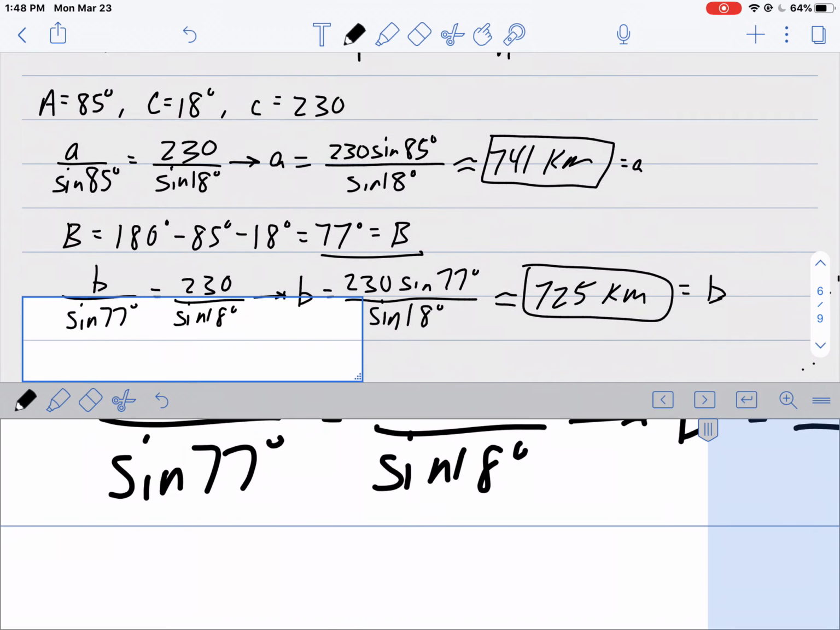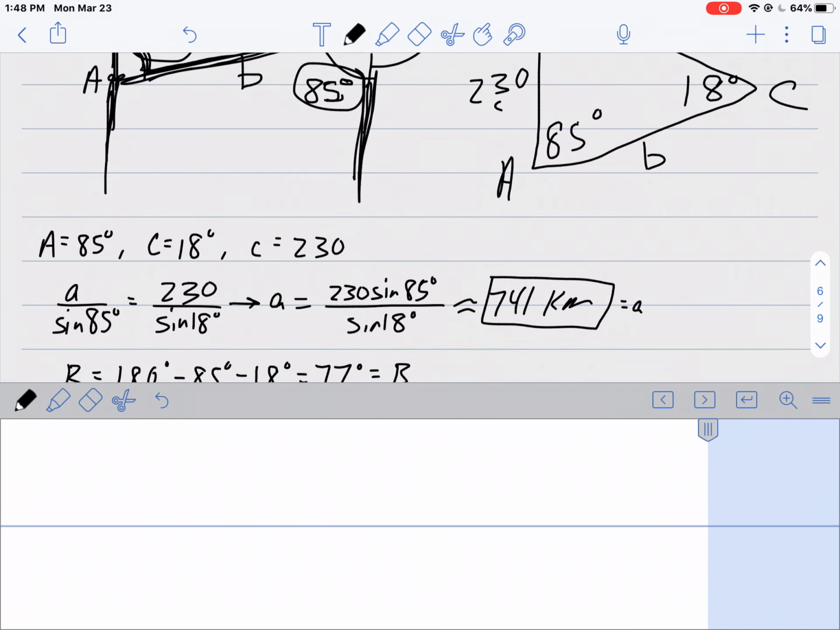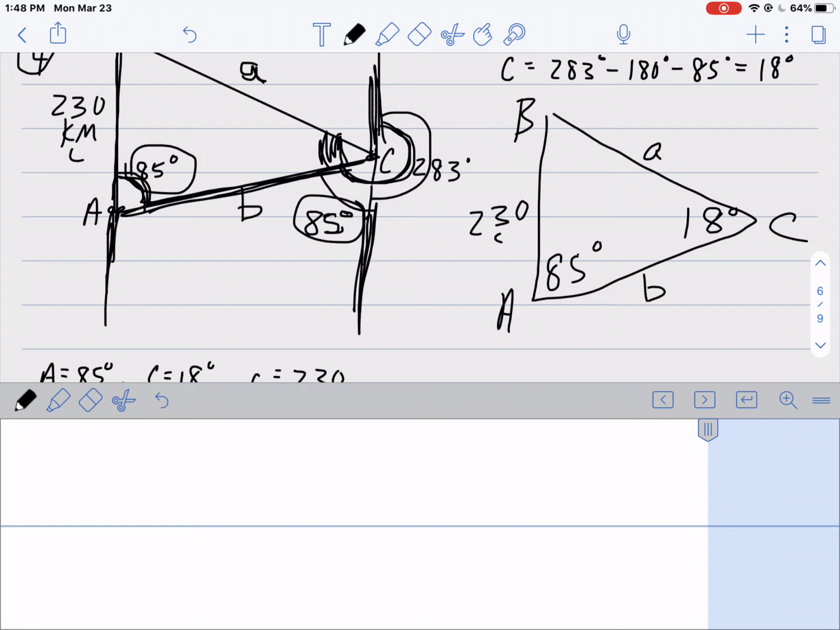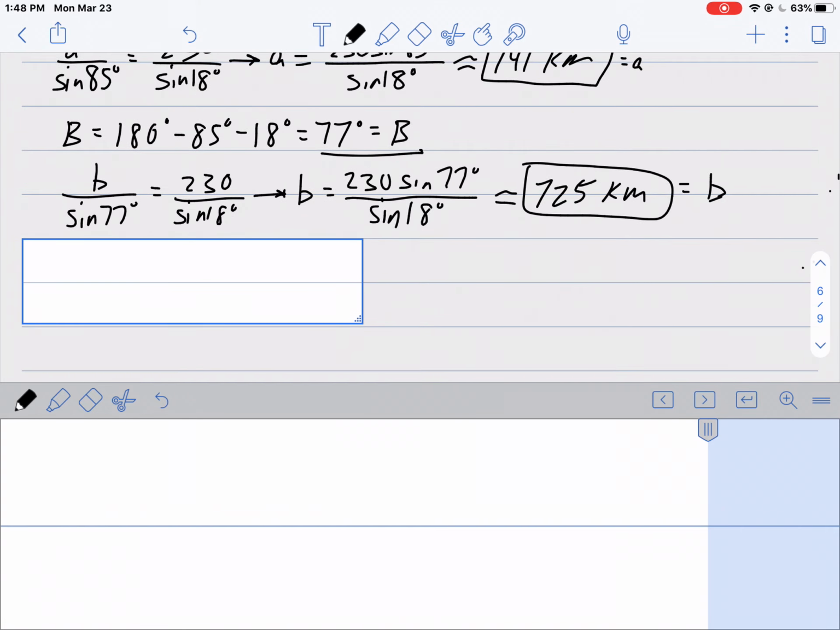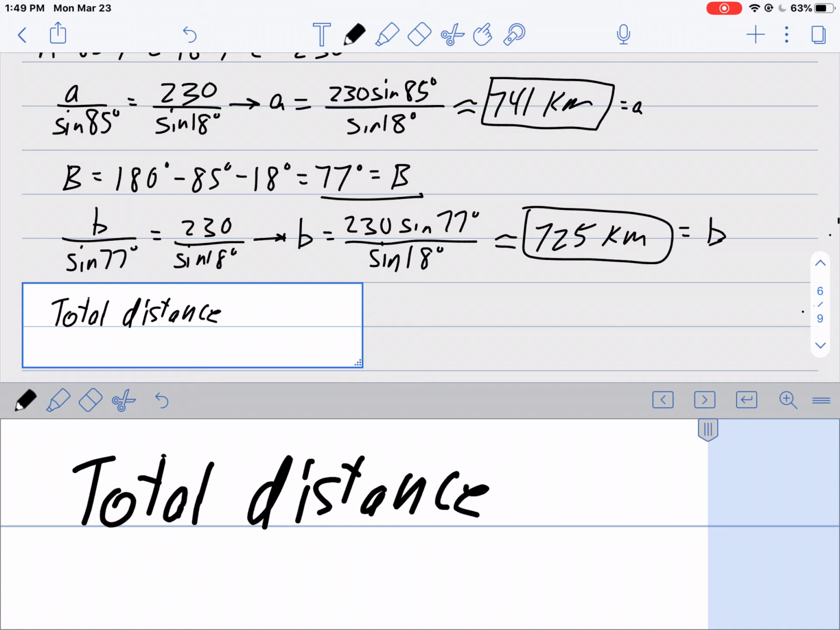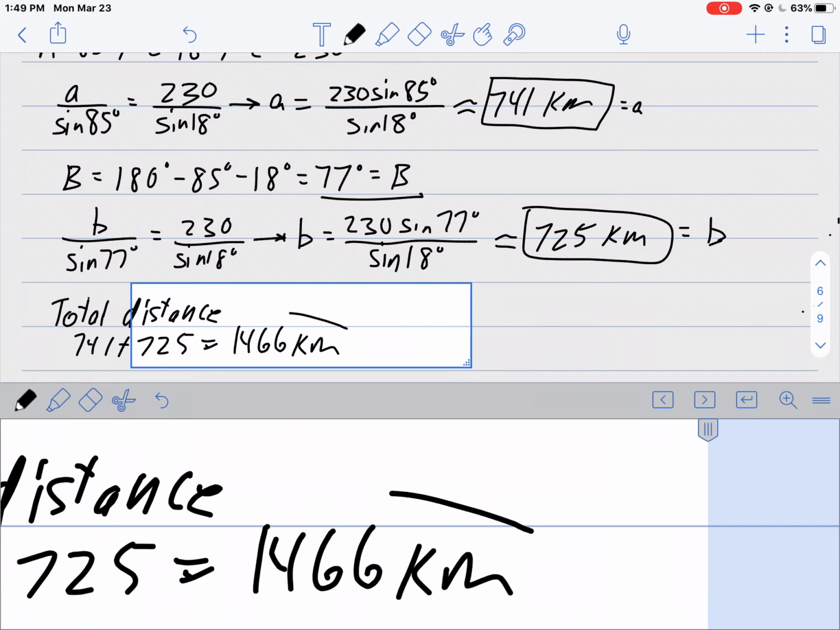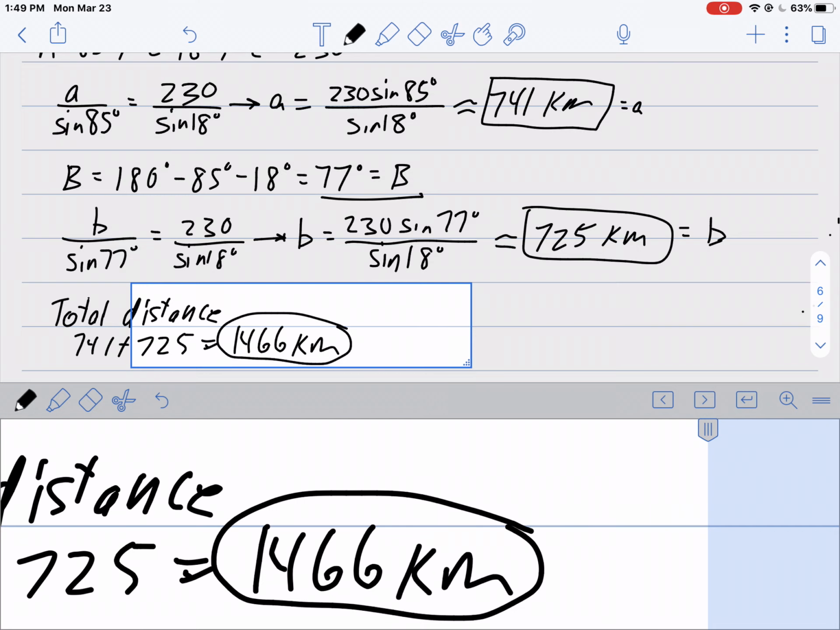So that's the distance flown along side A going out, along side B coming back, or vice versa, side B going out, side A coming back. But our total distance, of course, we just add the 2. So this is what we're asked for. Total distance would be the 741 plus the 725. And that gives us, what, 1466. 1,466 kilometers. Total distance traveled.